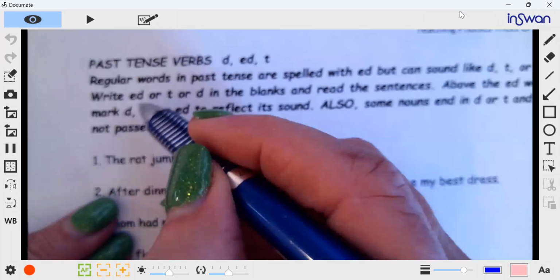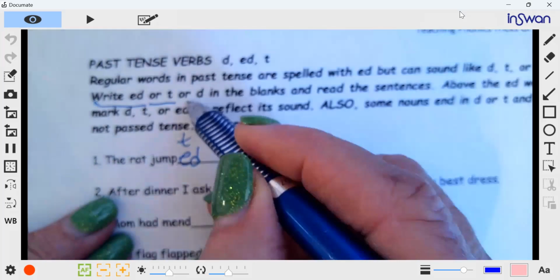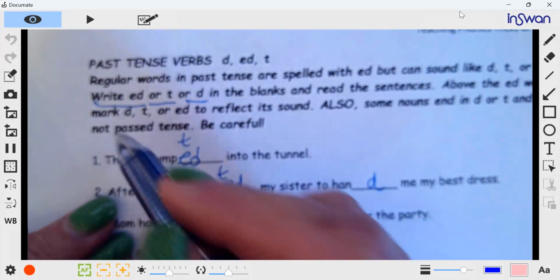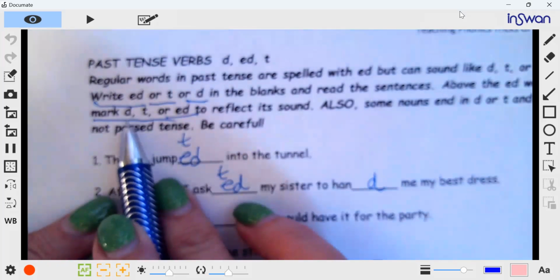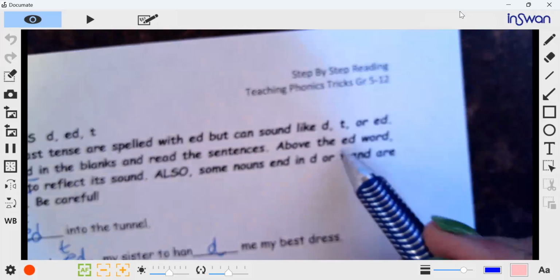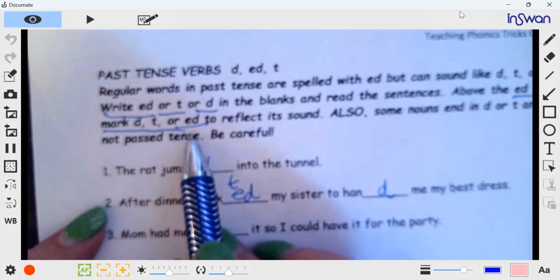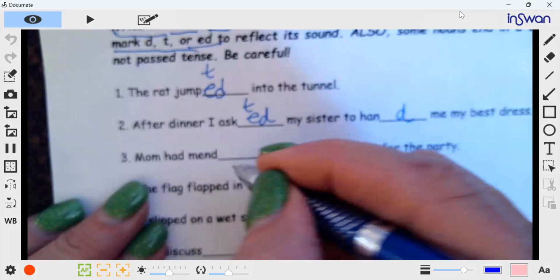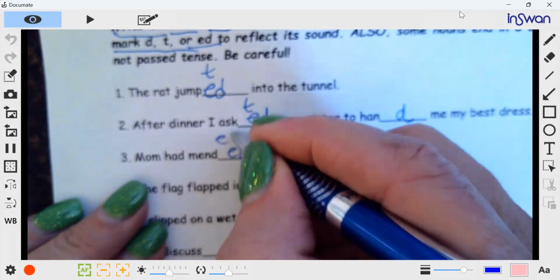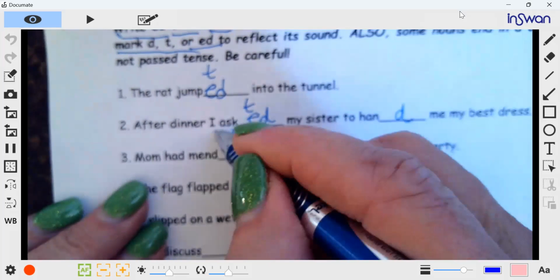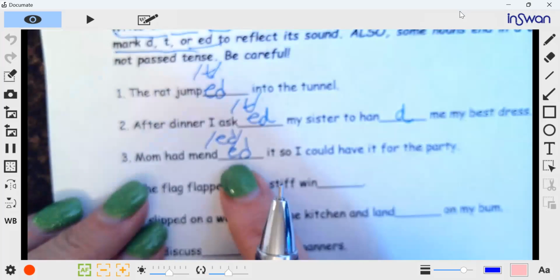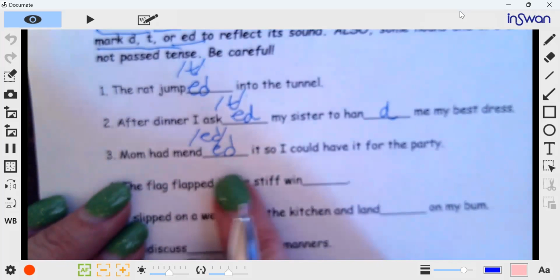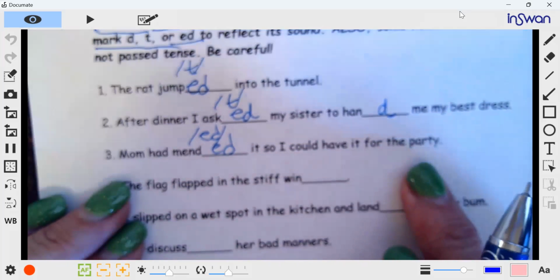So the direction says write ED or T or D in the blank and read the sentence, and then mark if the ED sounds like D, T, or ED. So let's look on. Mom had mended, past tense, and that sounds like ED. And you can put these little marks if your child can understand that sounds like ED. Mom had mended it so I could have it for the party.